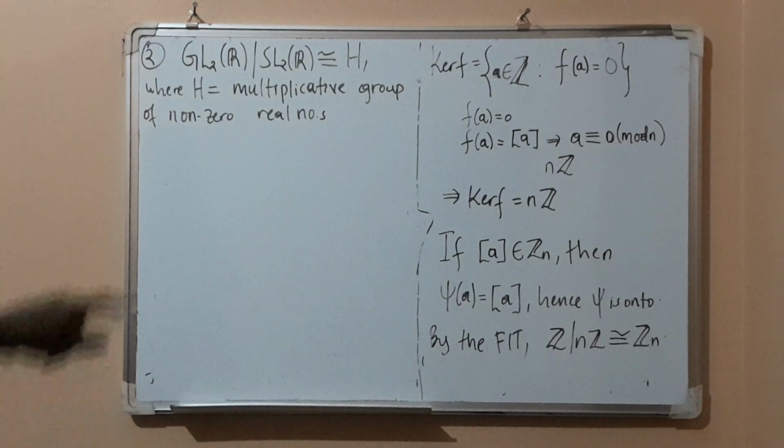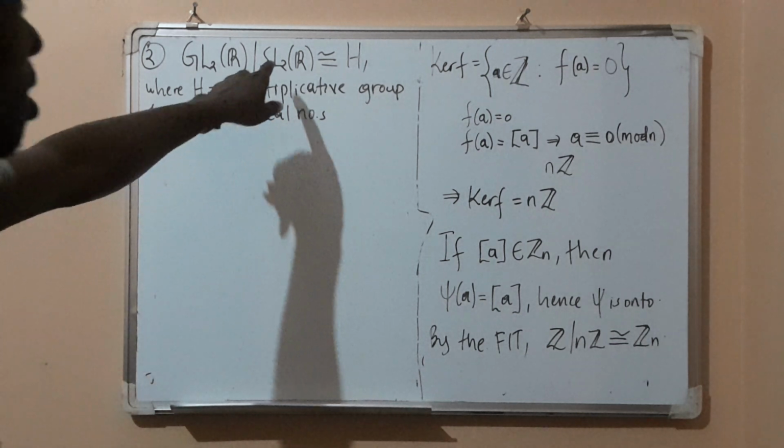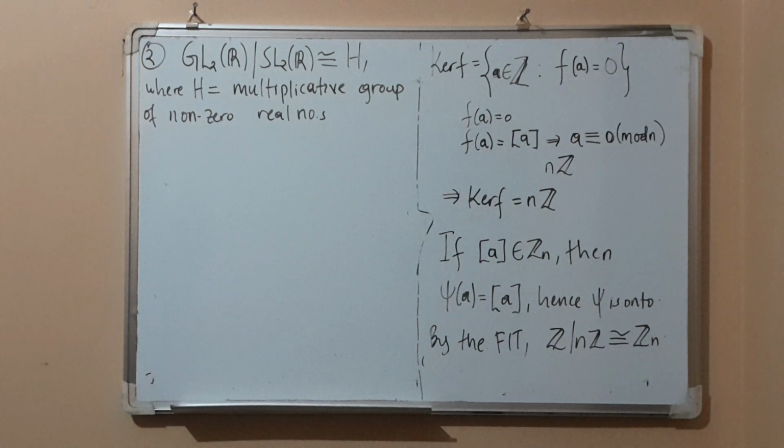So this is a group in which elements within that group are matrices. 2 by 2 matrices, but the elements within the rows and columns are real numbers. And this is the special linear group. Now we are claiming that this group factor is isomorphic to the multiplicative group of non-zero real numbers.